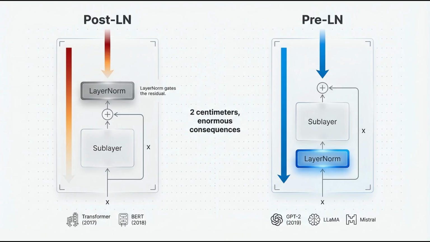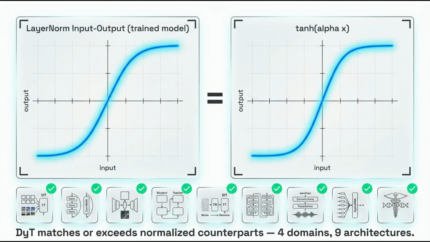In 2025, Meta FAIR showed something that challenges a decade of assumptions. Normalization may not be necessary at all. The DyT breakthrough: Tanh is enough. This is the most surprising discovery of 2025 in neural network architecture.